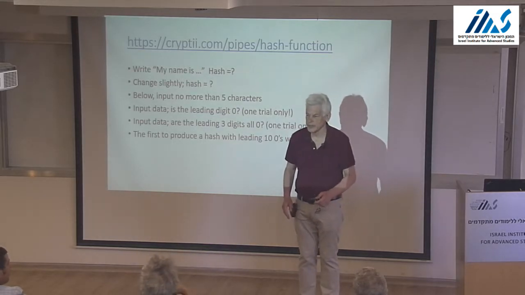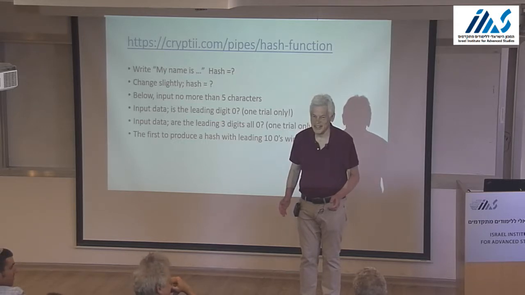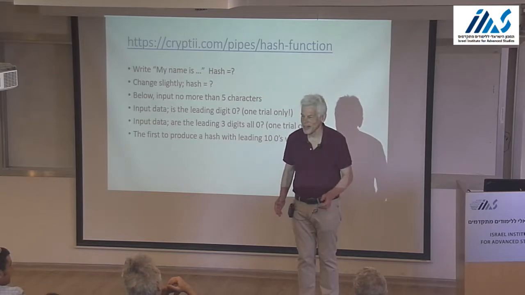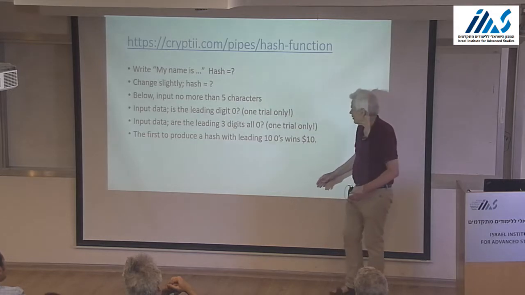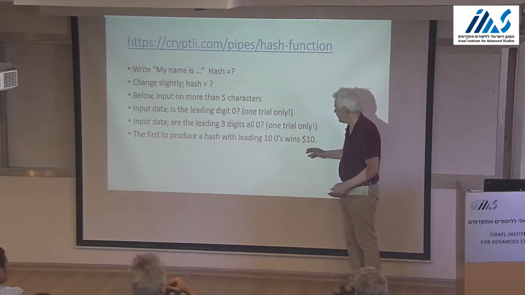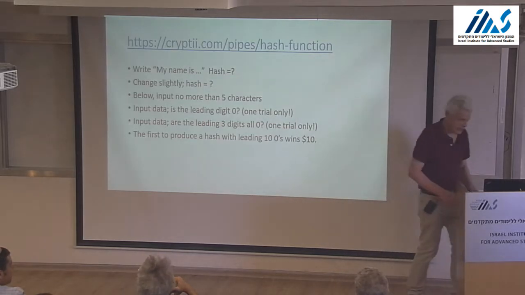What's the probability of getting the leading 3 digits to be 0? It's less than half. How much is it? Now asking the students, quick. 1/8, half times half times half. And then I challenge the students: I offer $10 for producing 10 zeros. I never lost my $10.